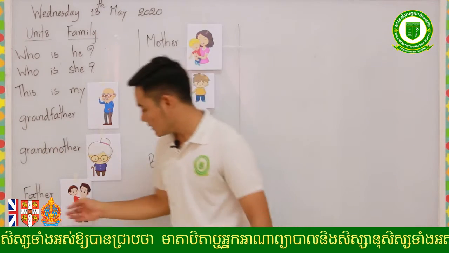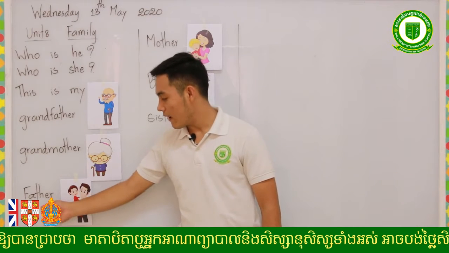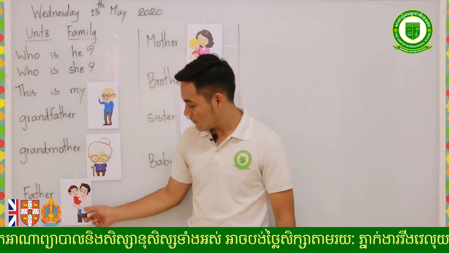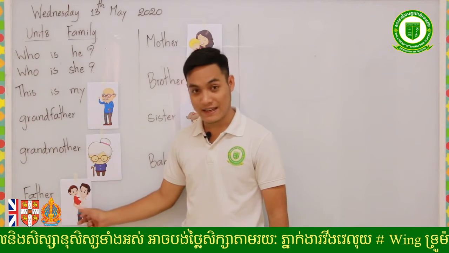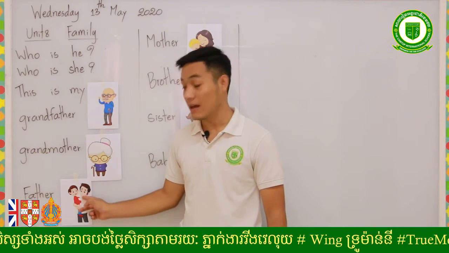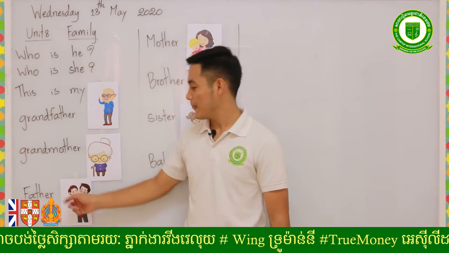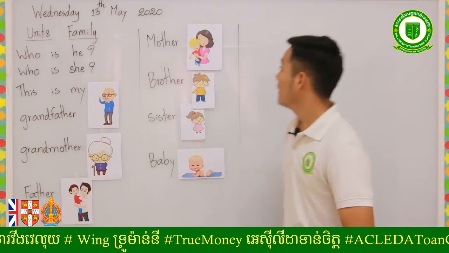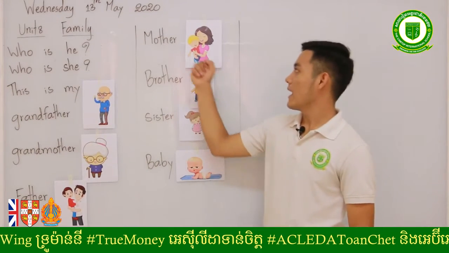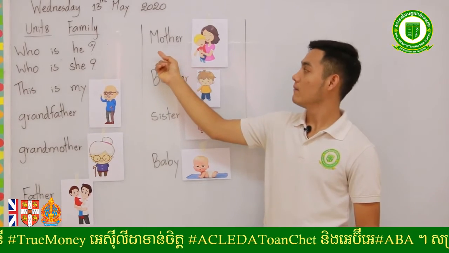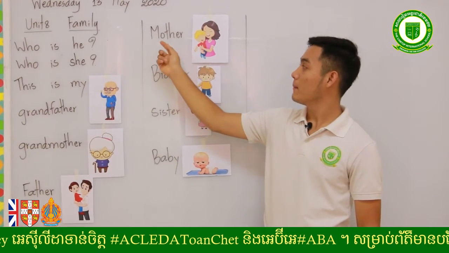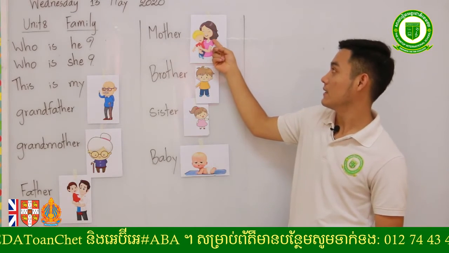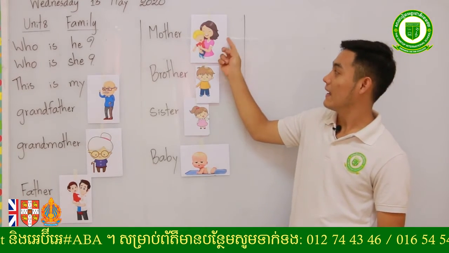And look, the third one is father. So look, who is he? This is my father. Okay, one more is mother. Look, this is my mother. Okay, again, mother.